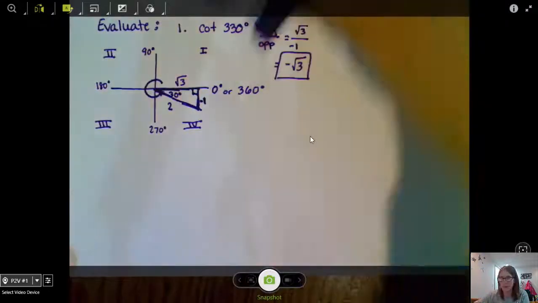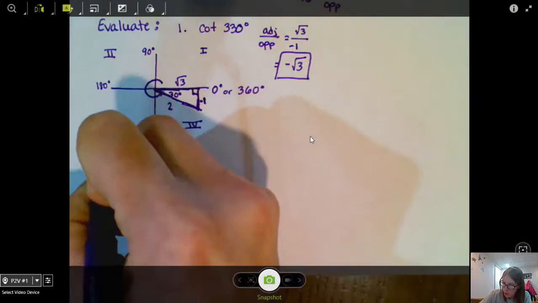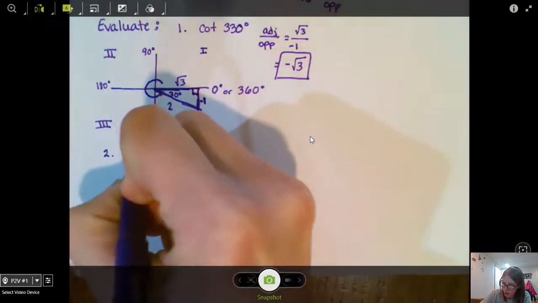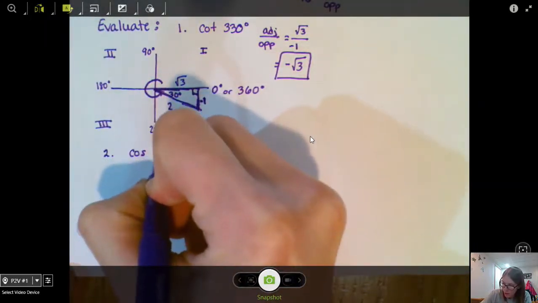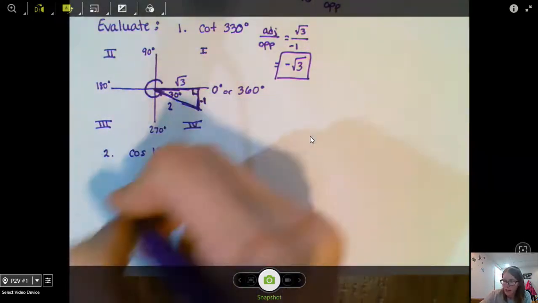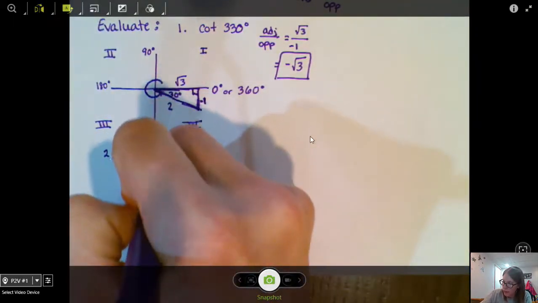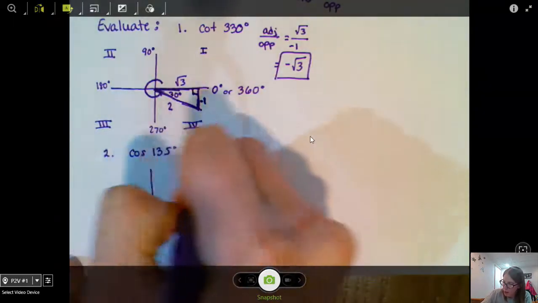Okay, let's get 2 more examples in, and I'll do 2 more examples in the same video. So example 2 here, let's find the cosine of 135 degrees. So anytime you're trying to find the cosine, sine, any of those trig functions of an angle, think about what that's going to look like on the coordinate plane.